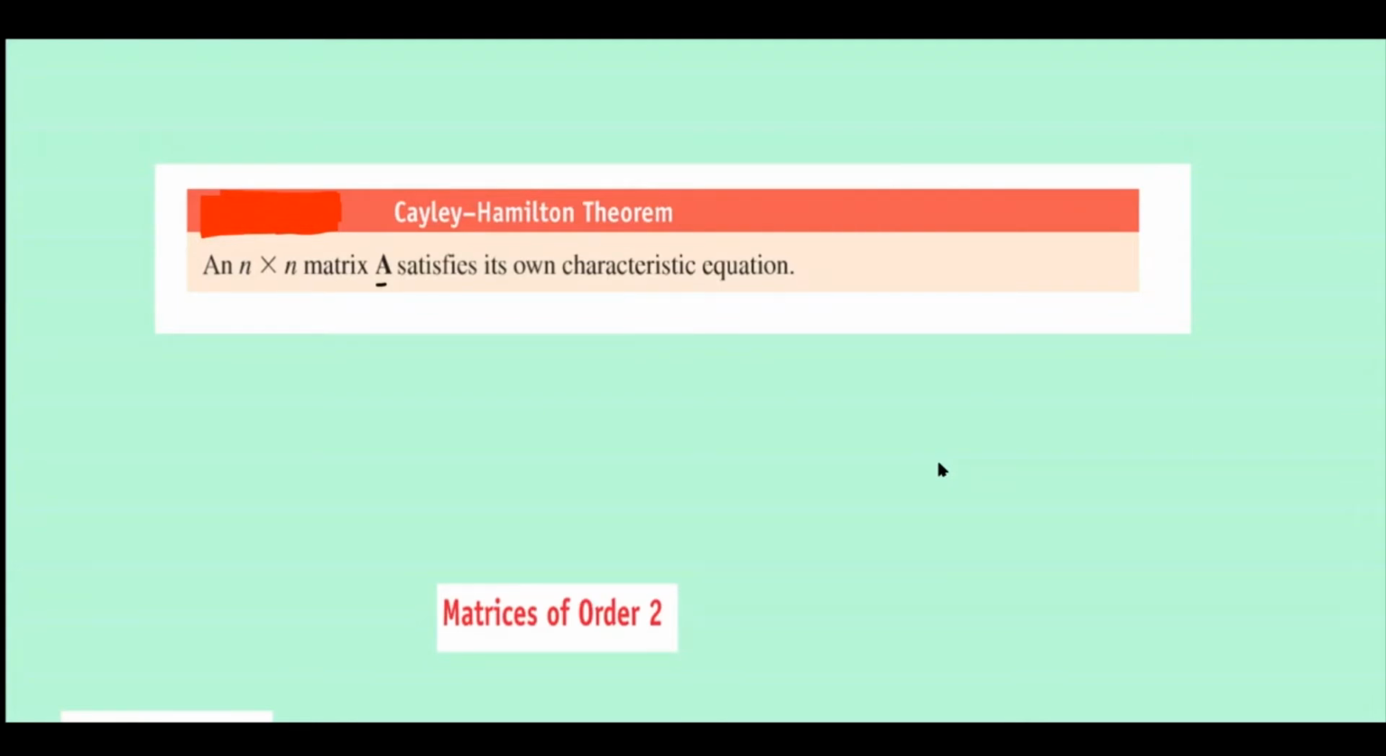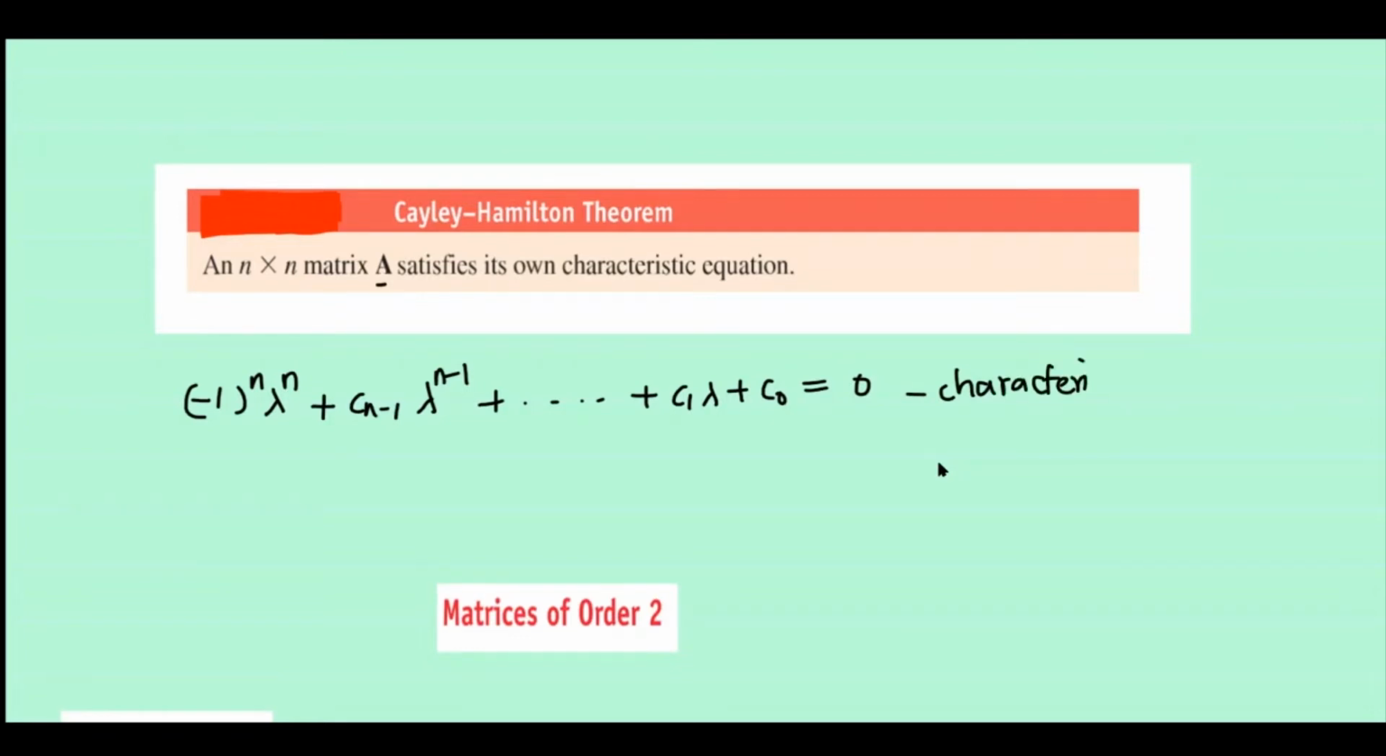So if A is an n by n matrix and suppose that its characteristic equation is minus 1 raised to n lambda raised to n plus Cn minus 1 lambda raised to n minus 1 plus etc. C1 lambda plus C0 equal to 0. So this is the characteristic equation of A. Now here C1, C2, C0, etc. Cn minus 1 are coefficients.